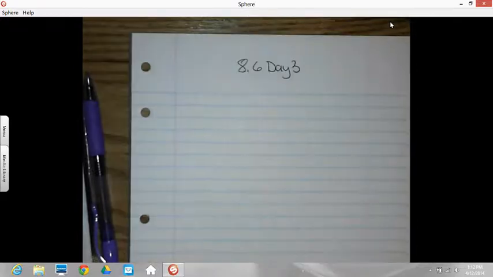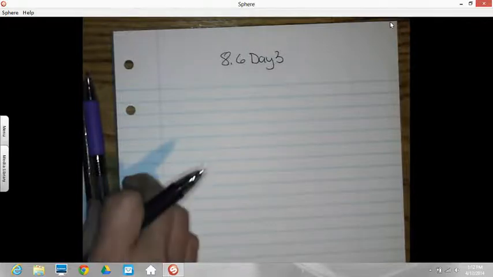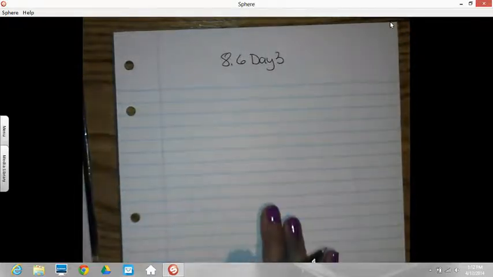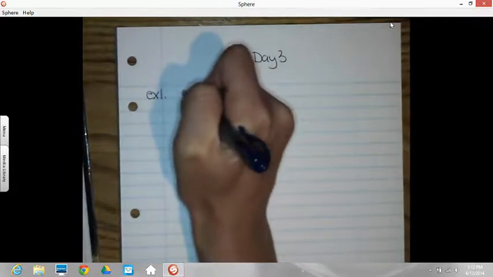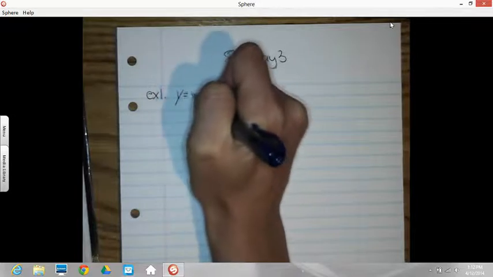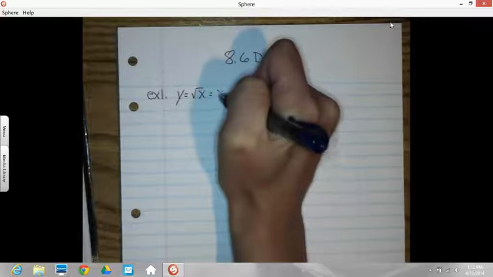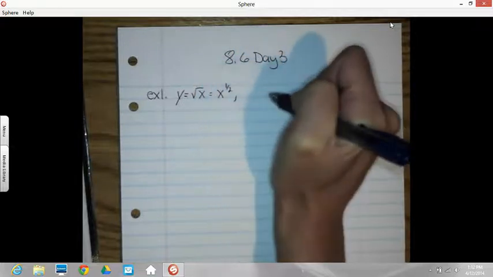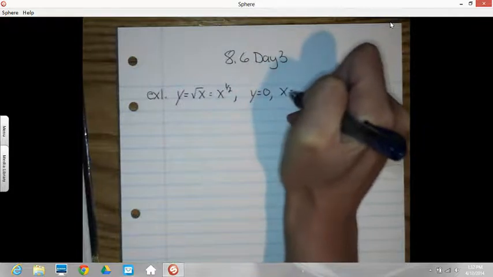Okay, here we're going to rotate about a different axis. It's not going to be the x-axis or y-axis, but again, a line parallel to each of those. So our first example, we're going to take the region bounded by y equals square root of x. Right away, I would rewrite that as x to the 1/2. The line y equals 0. The line x equals 4.